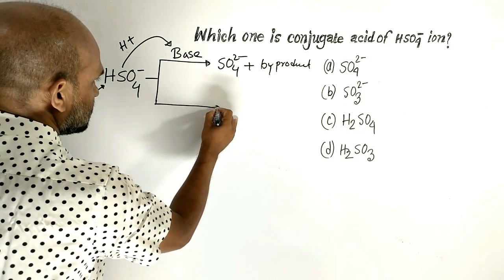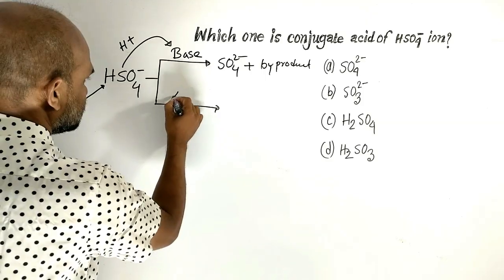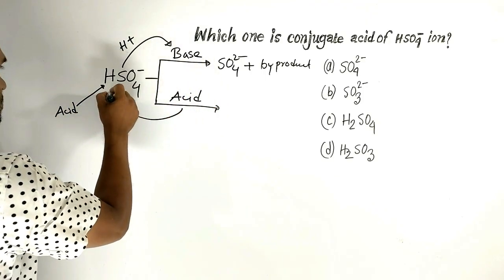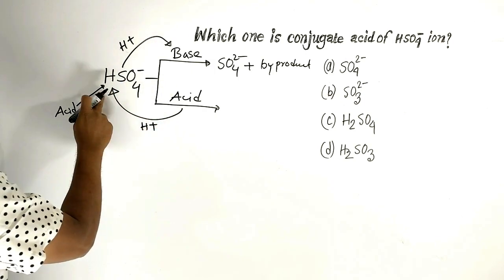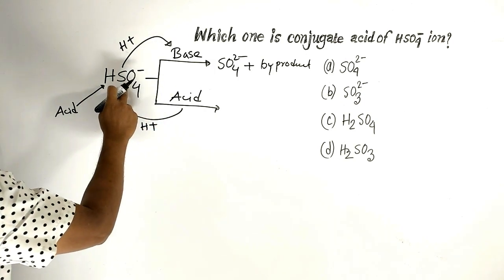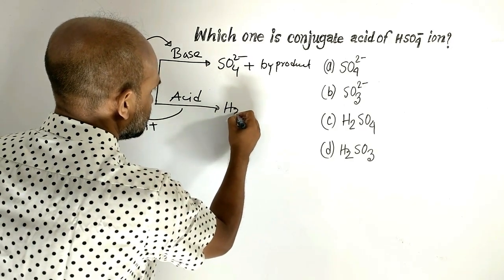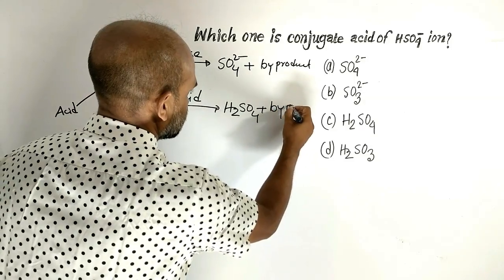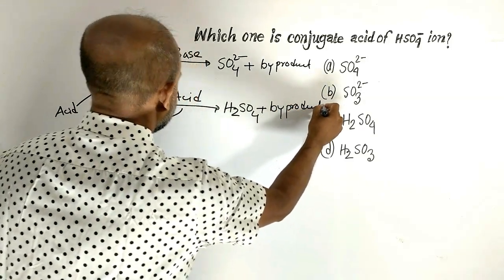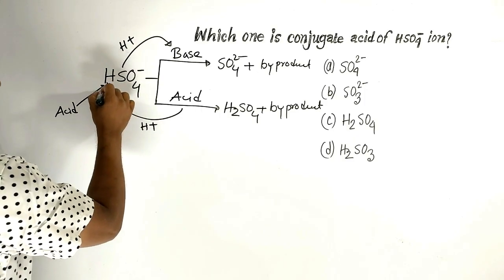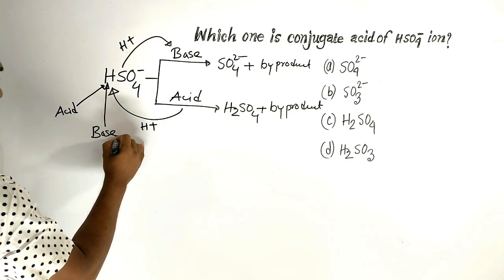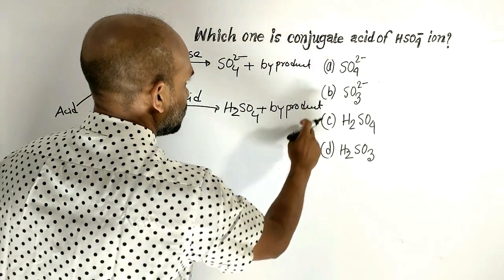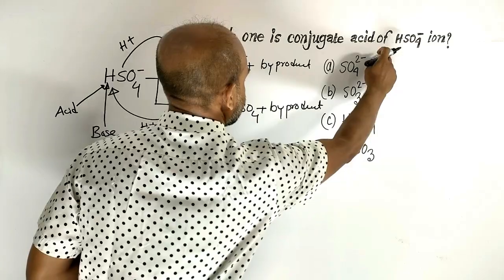but when this is treated with an acid, then the acid donates a proton to the bisulfate ion. As a result, the bisulfate ion turns into sulfuric acid plus a byproduct. That is, it acts as both acid and base. In this case, which one is the conjugate acid of the bisulfate ion?